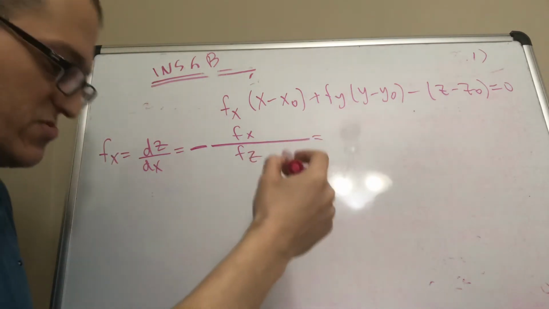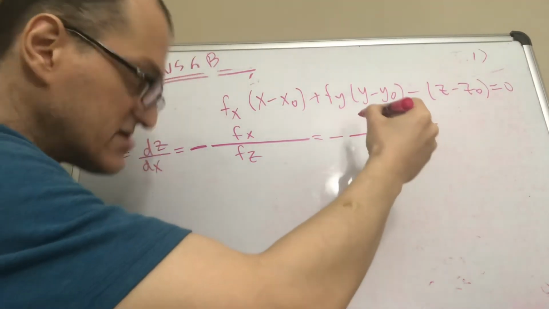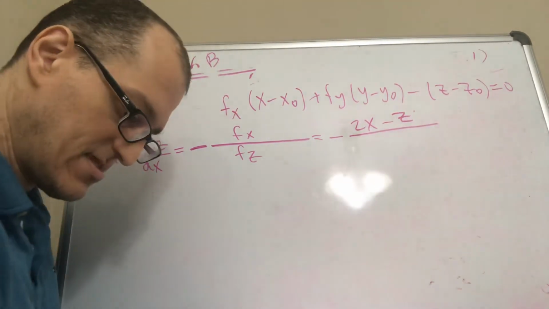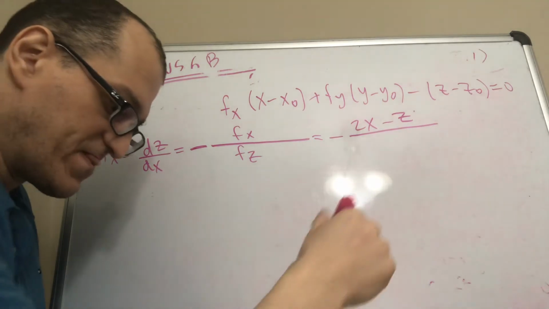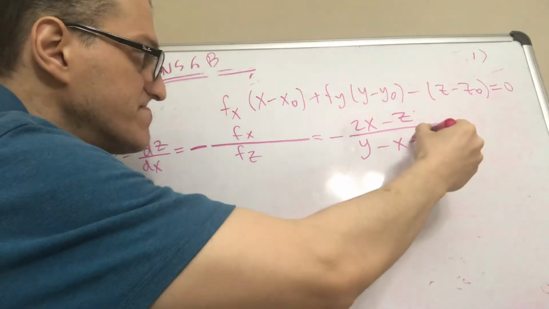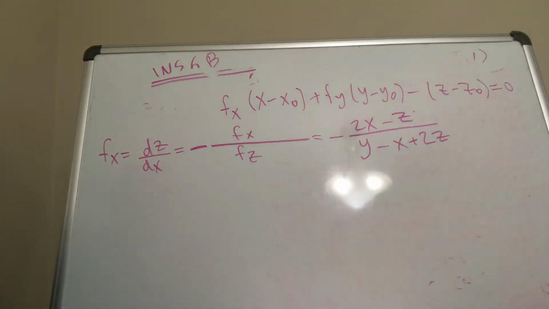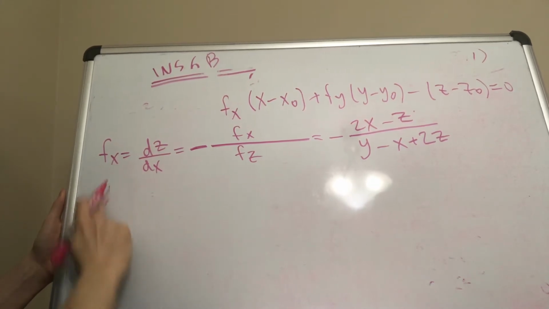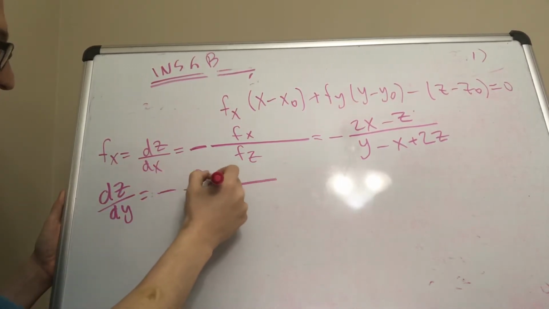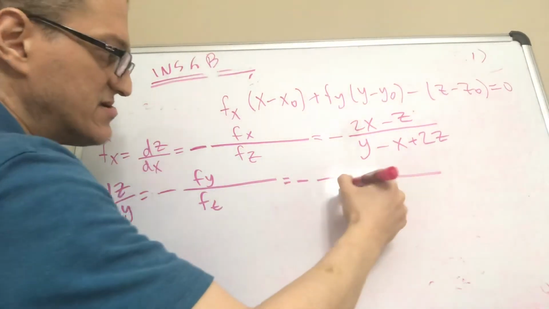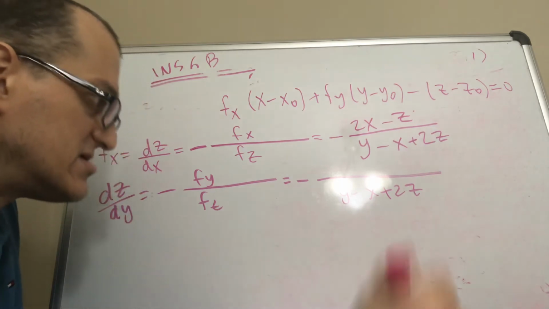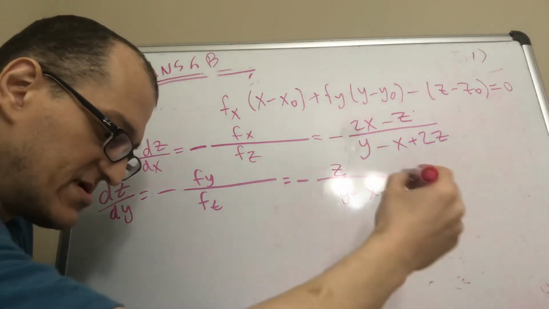Okay, the derivative with respect to x would be 2x, 0 for the second one, and then minus z, and the derivative with respect to z in the bottom: yz derivative is y, then minus x, then 2z. And you also do dz over dy, fy over fz. Now the bottom is the same, it doesn't change. The derivative of the equation with respect to y: x squared is 0, yz derivative is z, and then 2y.